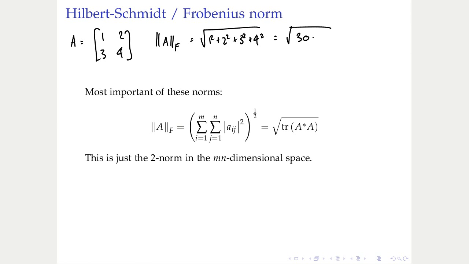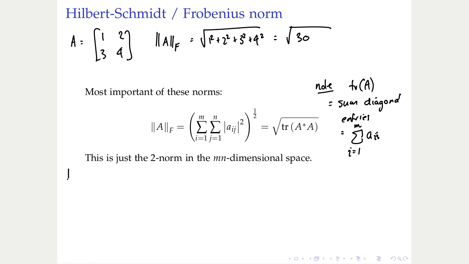Can also be written as the square root of the trace of A star A. In case you haven't come across that before, the trace of A equals the sum of the diagonal entries, which equals the sum from i equals 1 to n of a_ii. Okay, so why is the Frobenius norm equal to the square root of the trace of A star A?